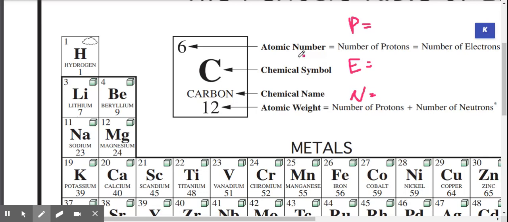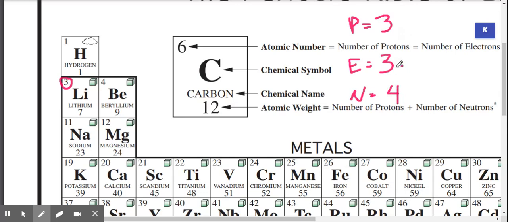So lithium's atomic number is up here. It's 3. So I know that it has 3 protons, 3 electrons, because they always come in even amounts. And then to get the neutrons, I subtract the atomic mass or weight minus the atomic number. So I'm going to go 7 minus 3 equals 4. So lithium has 3 protons, 3 electrons, and 4 neutrons.